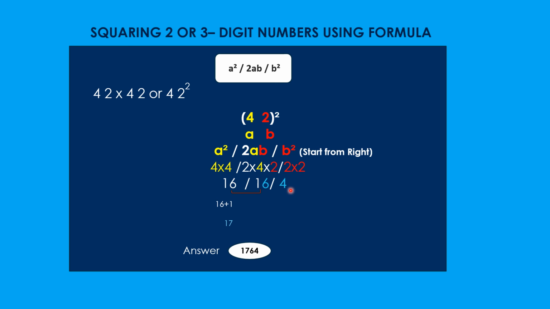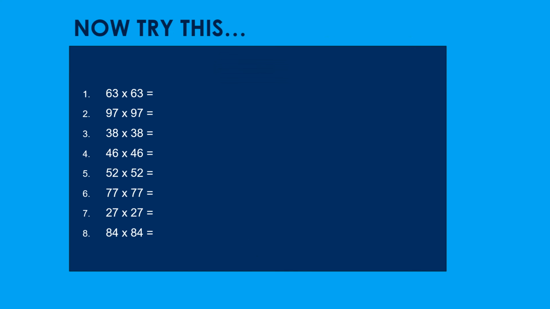Again from right hand side, you just write down 2 times 2 is 4. 2 times 4 times 2 is 16. 4 times 4 is 16. And then on the right hand side, there is only a single digit, so we drop it in our answer box. And next column is 16. So in 16, 6 we drop in our answer box and 1 is carried to the next column. So 16 plus 1 is 17. So you get your answer 1764. So this was the formula based method to find the square of any 2-digit number.